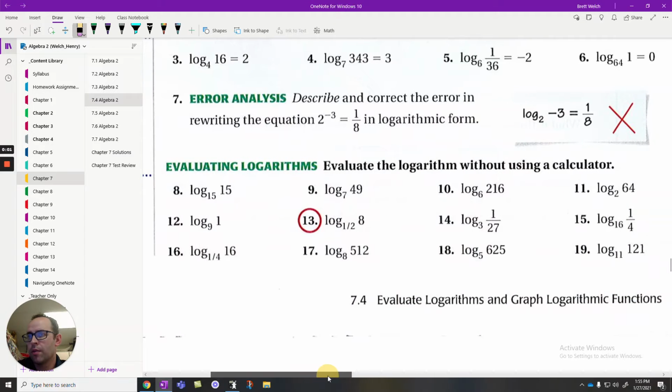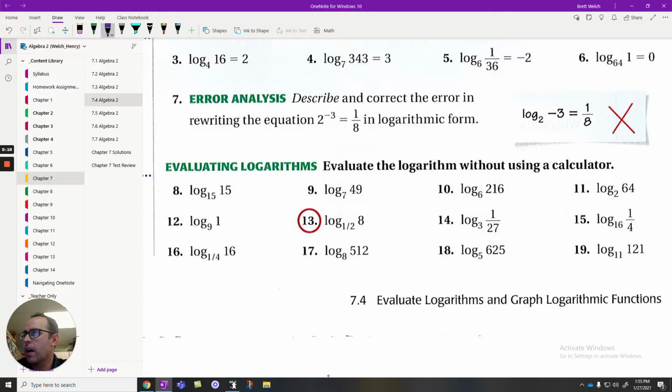Hey guys, we're going to go through and do a little bit of homework help here for 7.4. Go through a handful of problems and try to make sure, if you're not understanding how to do them, maybe some options for how to interpret those problems.